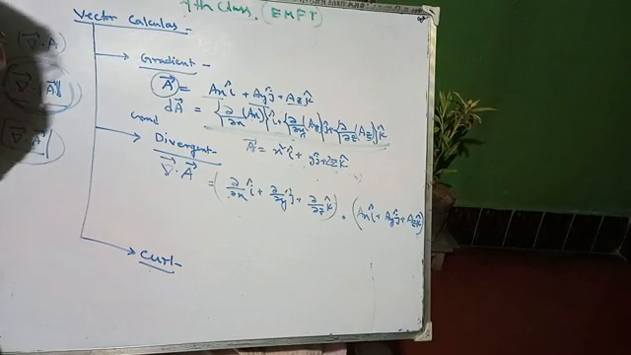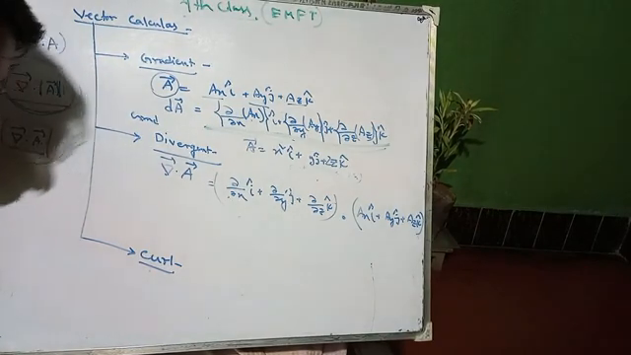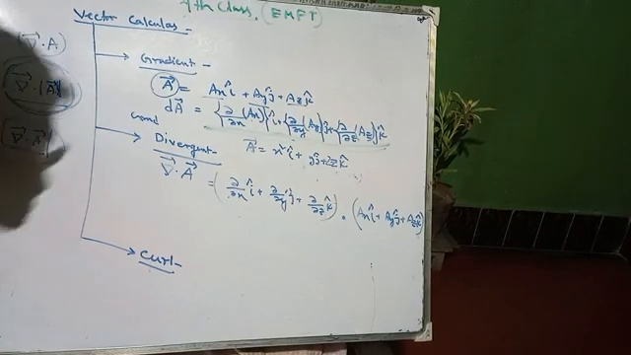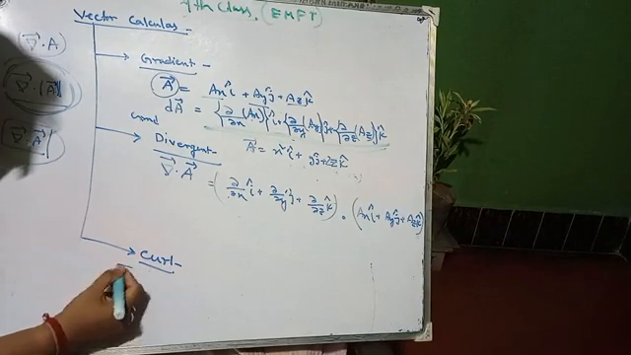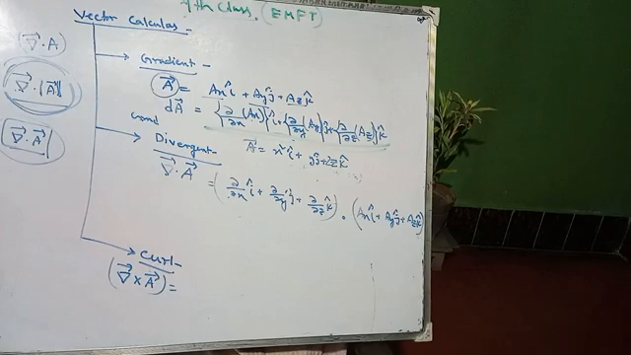Curl is an operator which acts on a vector by the cross product of the vector with the del operator. That means del cross A represents a scalar value.